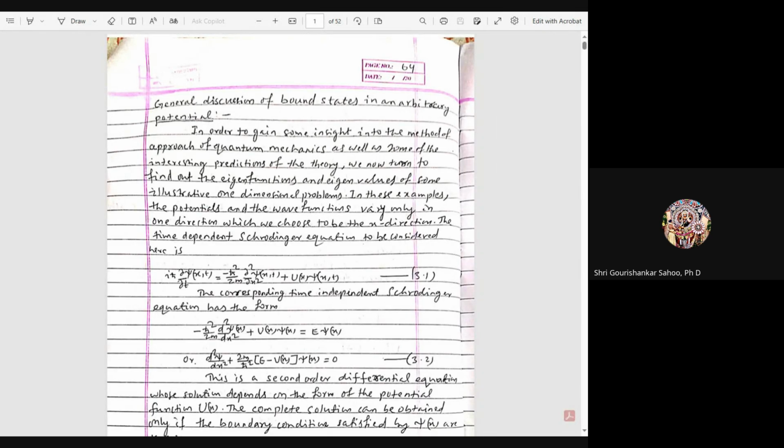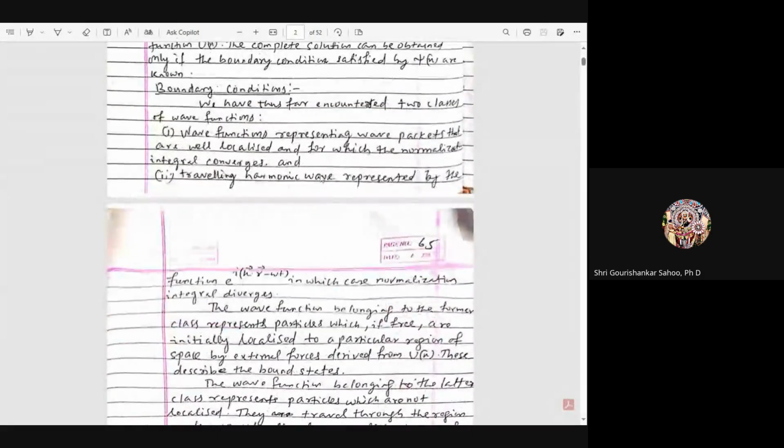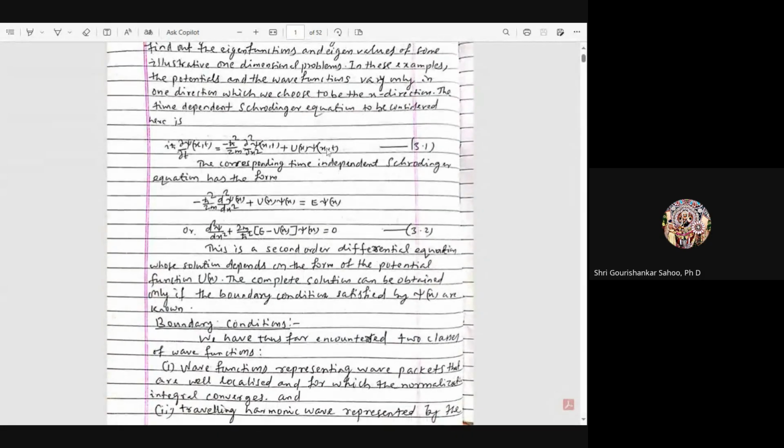And if you write it in this form, that is ∂²ψ/∂x² + (2m/ħ²)(E - U)ψ = 0, it is a second order differential equation whose solution depends on the form of potential function U. The complete solution can be obtained only if the boundary conditions satisfied by psi are known.